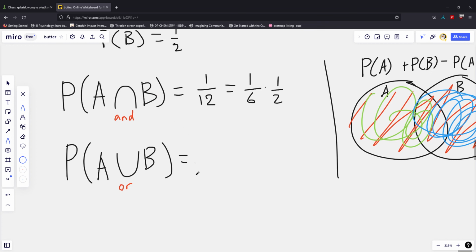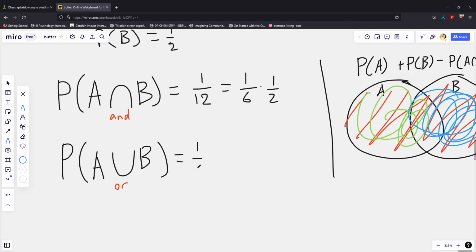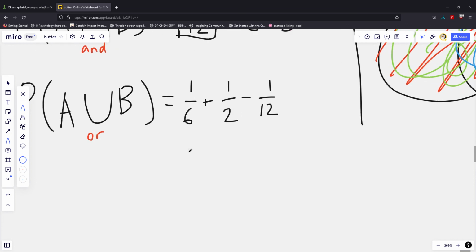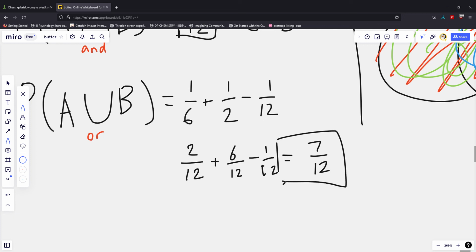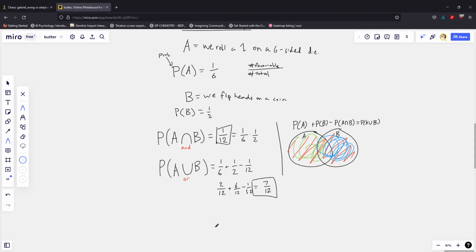So let's apply it here. The probability of A occurring is going to be 1 over 6. The probability of B occurring is 1 over 2. And we're going to subtract our 1 over 12 here. Let's just do some fraction math. This becomes 2 over 12 plus 6 over 12 minus 1 over 12. It's going to be 7 over 12. So that's our answer. The probability that at least one of these events occurs is 7 over 12.